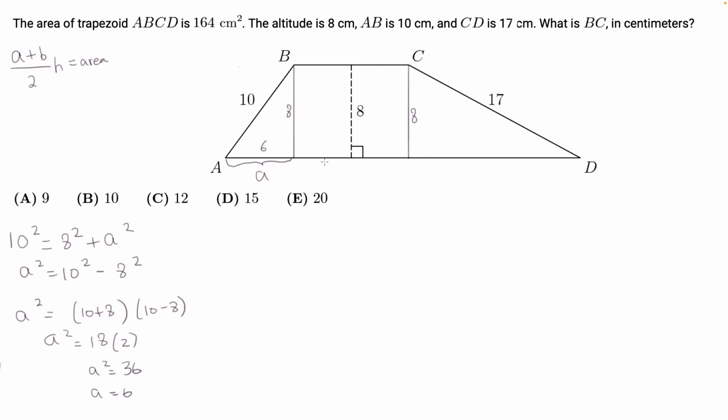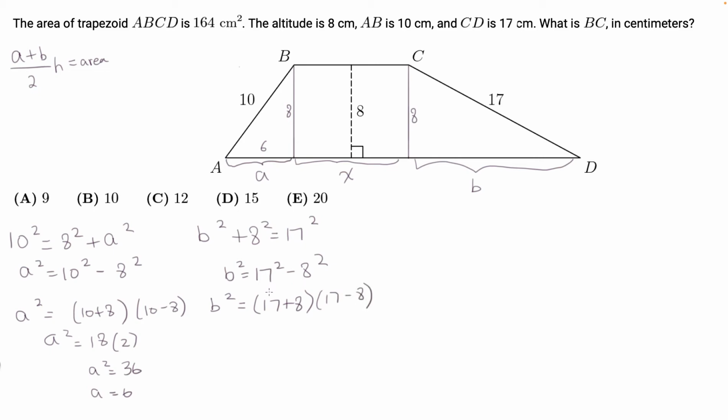And then the side of this figure is x, since we don't know what it is. And then the length of this figure is b, since we also don't know what it is. And we can write b squared plus 8 squared equals 17 squared. And if we solve for b squared, we get b squared equals 17 squared minus 8 squared. So b squared is going to be 17 plus 8 times 17 minus 8, since it's also a difference of squares.